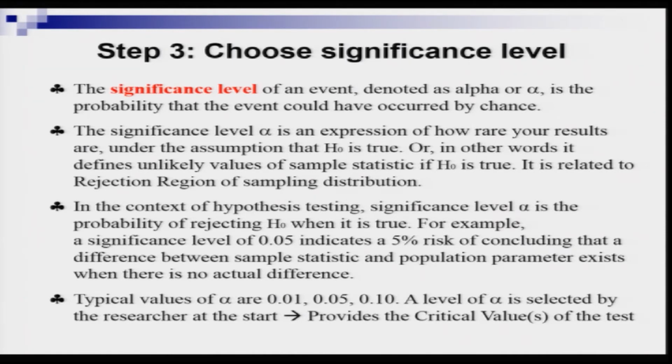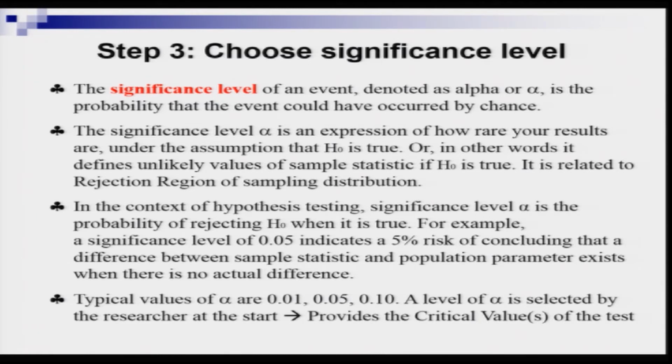It is just by fluke that you have got a sample and you have decided something, and that is actually not the true situation that is actually prevailing in the population. So, it actually defines unlikely values of the sample statistic if H naught is true.